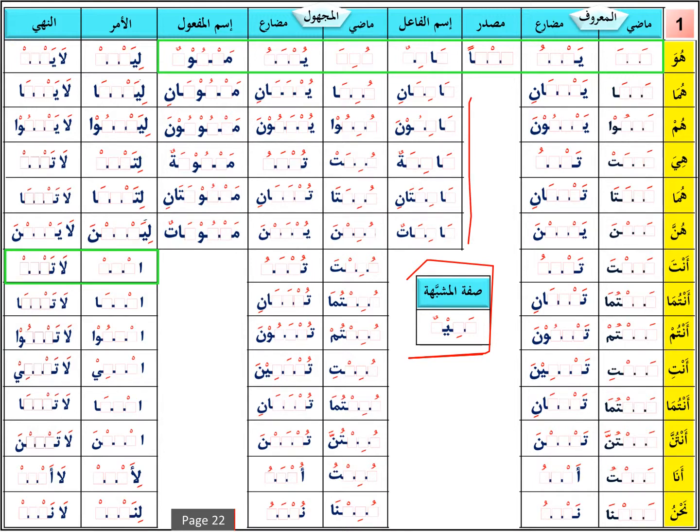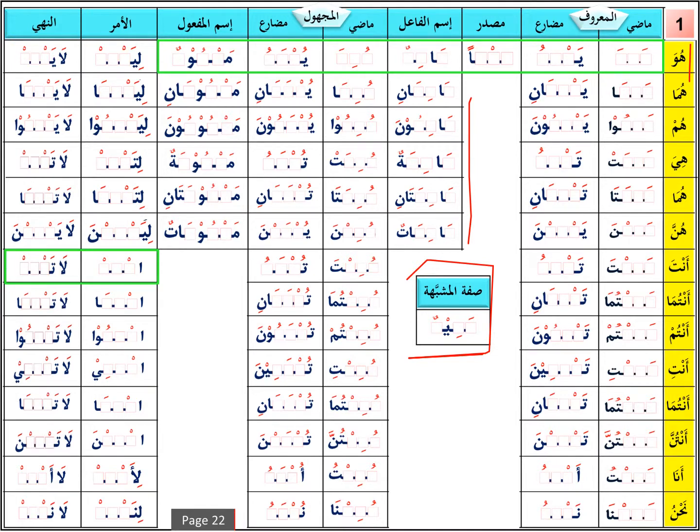So for example, fa'il, fa'ilani, fa'iluna, fa'ilatun, which is feminine, fa'ilatani, and fa'ilatun. The same with the maf'ul, the ismul maf'ul, the passive noun. I've also included over here the pronouns indicating who the doers are on each conjugation. Huwa, huma, hum, here, and etc. So that is the whole of family 1.